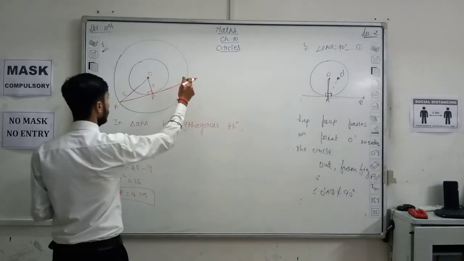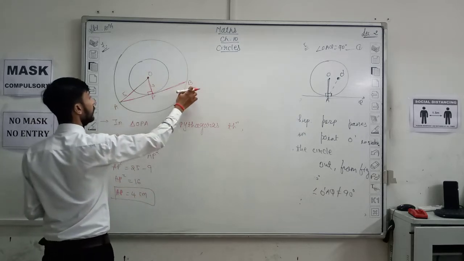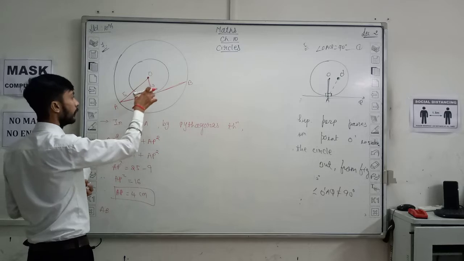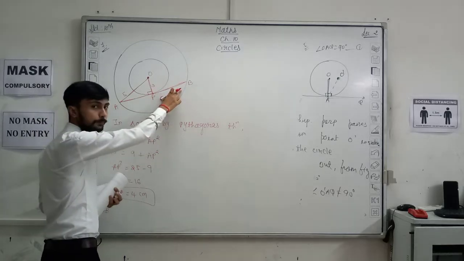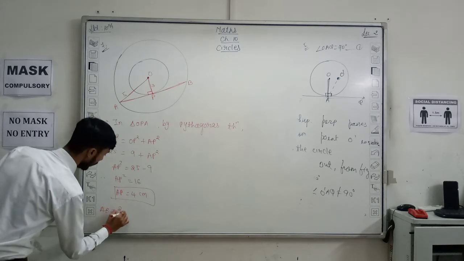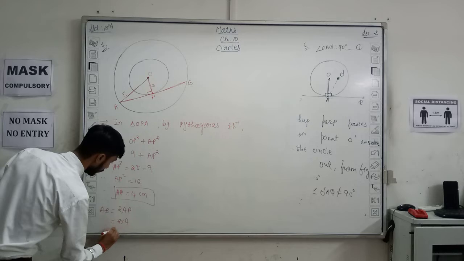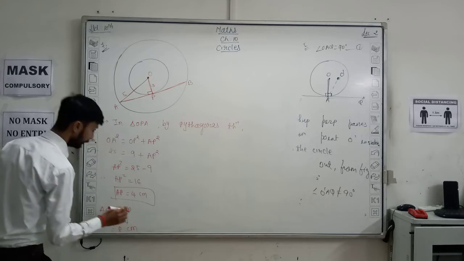So what is AB? A to B means AP and again 4, since PB is also 4, right? So AB equals twice AP, and therefore 2 into 4 is 8 centimeters.